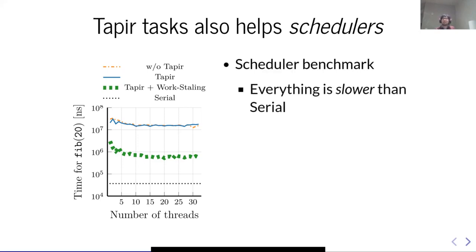And this is why you can see that the implementation with Tapir and without Tapir have identical performance. The compiler does not help here. But combining a simple work stealing scheduler with Tapir improves the performance compared to the original implementation.